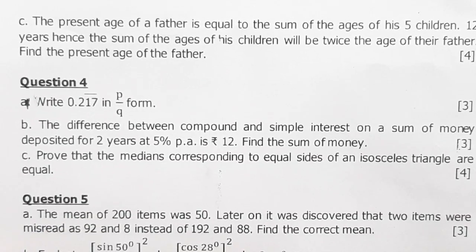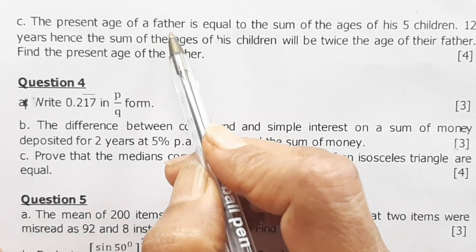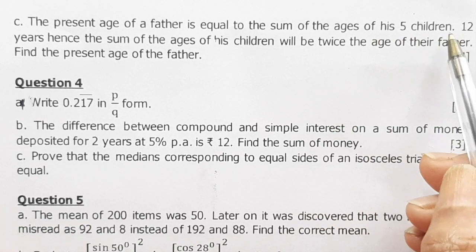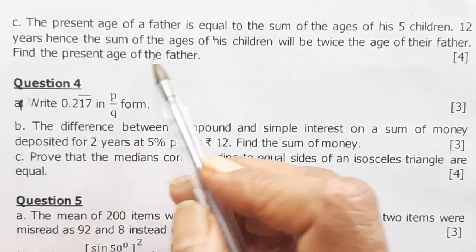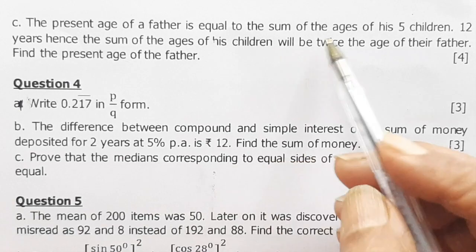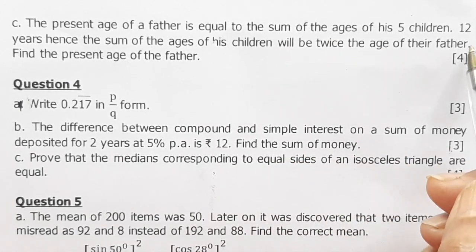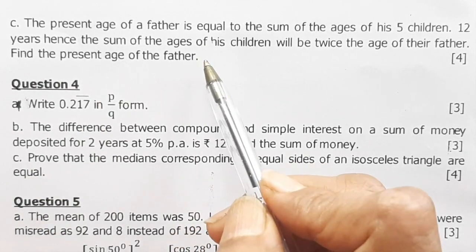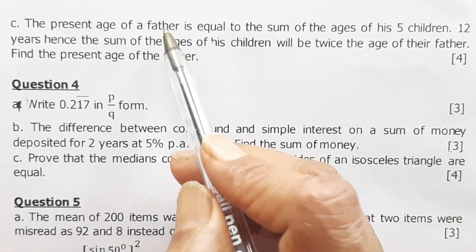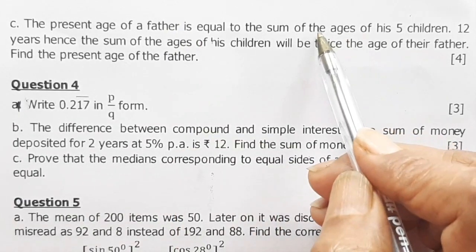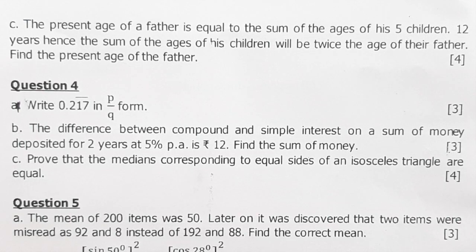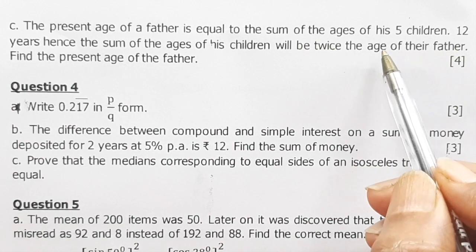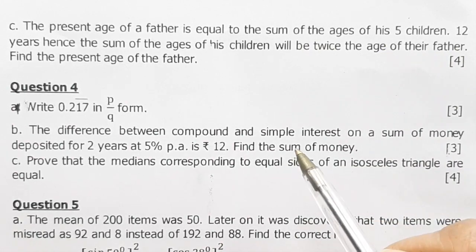Let us come to question 3C. The present age of a father is equal to the sum of the ages of his 5 children. 12 years hence, the sum of the ages of his children will be twice the age of the father. So, we have to find the present age of the father, which I'll call as X. Now, if I have father as X, the sum of 5 children will be Y. Okay? Now, 12 years hence, father is going to be equal to X plus 12.